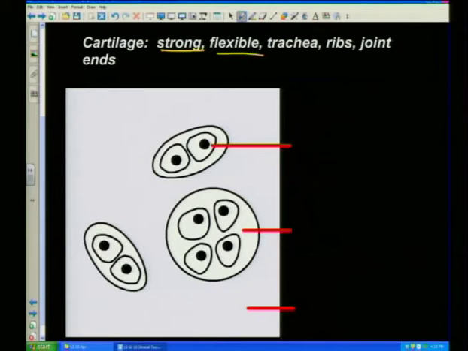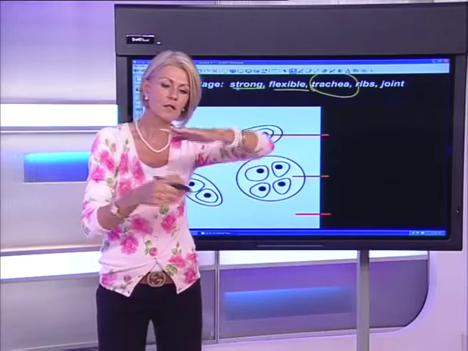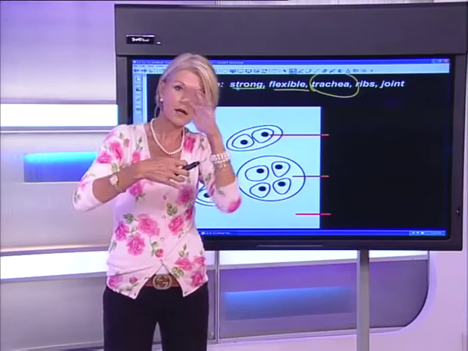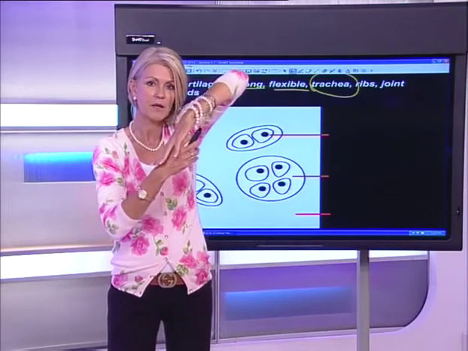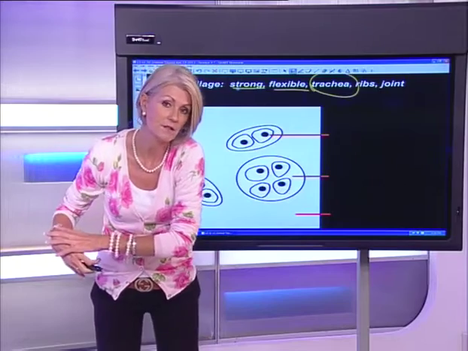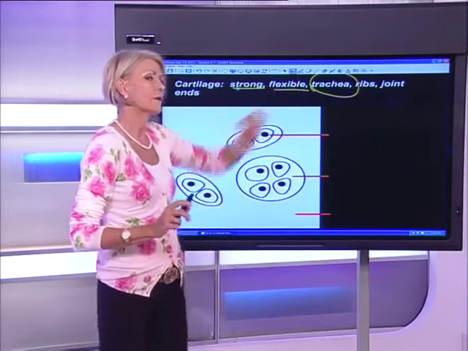Strong, flexible. Now, there's the trachea. We've just spoken about the epiglottis, and the epiglottis closes the glottis, which is the opening to the trachea, when you swallow. Okay? Adam's apple up, epiglottis down, and it closes so that the food slides down the esophagus. Right, now we look at the trachea.